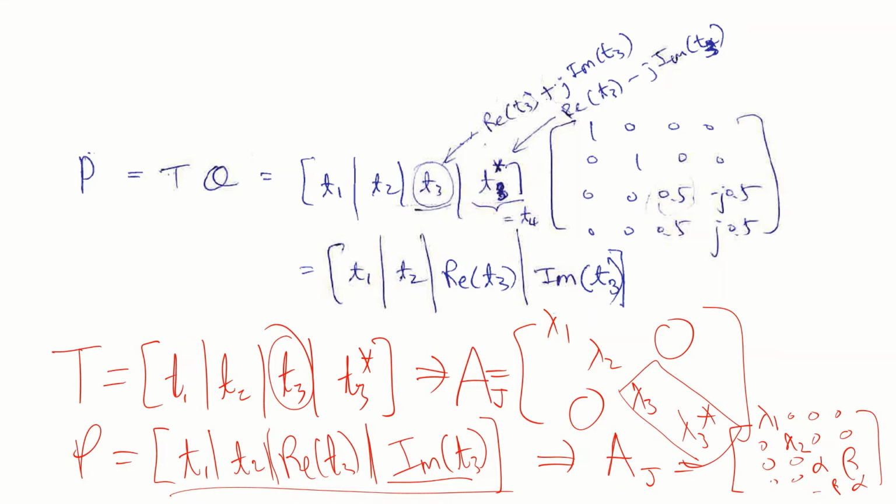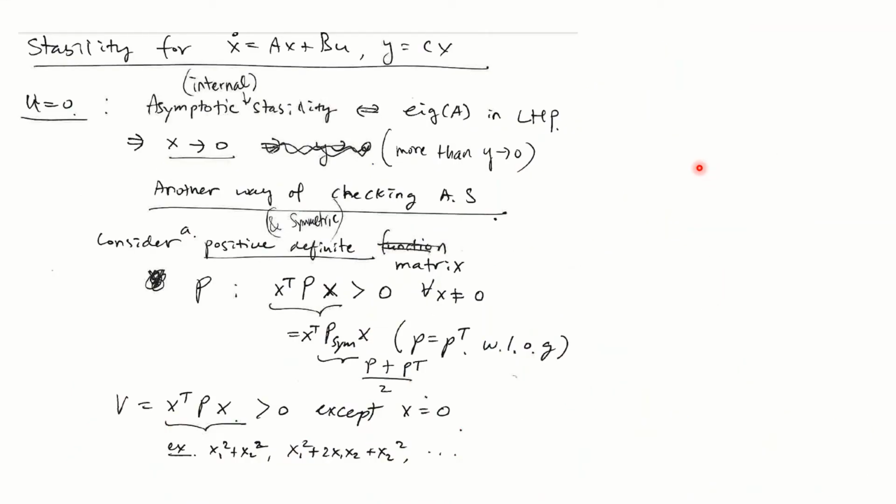The final topic for this lecture will be the stability of this linear system. We have discussed stability using the eigenvalues of the A matrix. If the eigenvalues of A are all in the LHP, we know the system will be asymptotically stable. It means this x, not y, goes to 0. It's quite a strong condition compared to just taking y to 0. The whole state vector will go to 0 if the eigenvalues of A are all in the LHP.